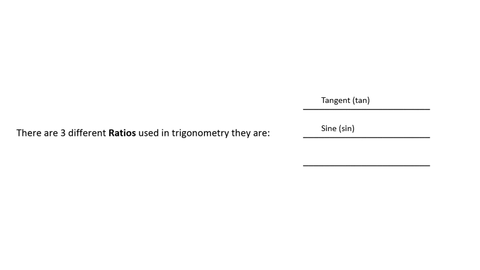The second one is the sine ratio, which we abbreviate SIN. The third is the cosine ratio, which we abbreviate COS or cos. So we're going to start by having a look at the tangent ratio.